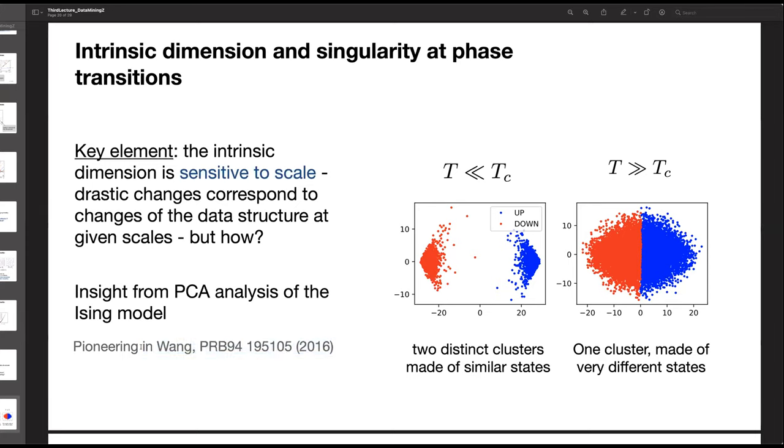And I want to mention that there is this beautiful paper by Lei Wang, which is the first analysis of PCA in this model. We are not doing the same thing, but this is really a paper that was very important for us, and I think it's very beautiful.